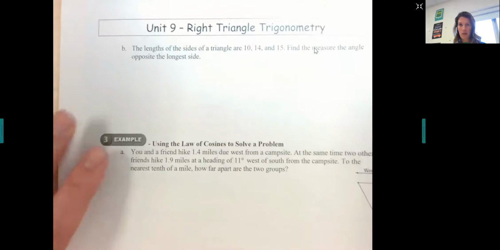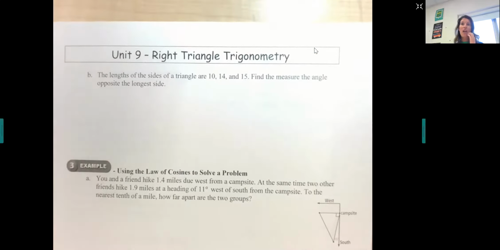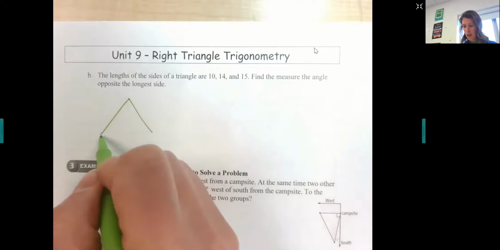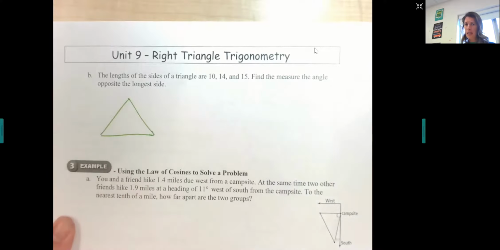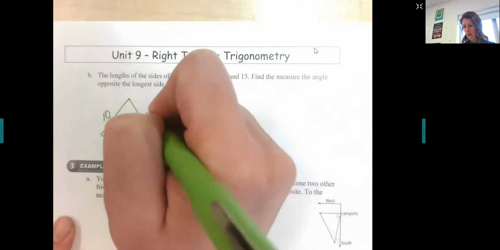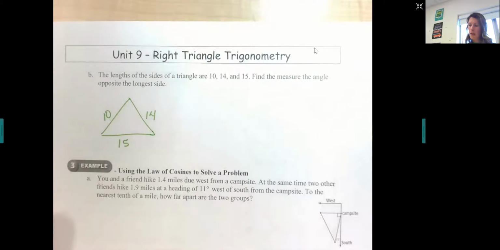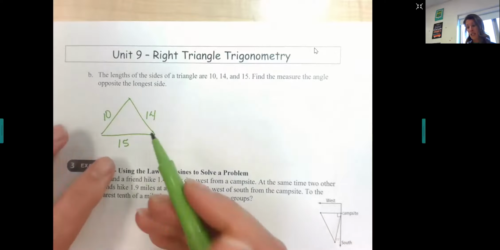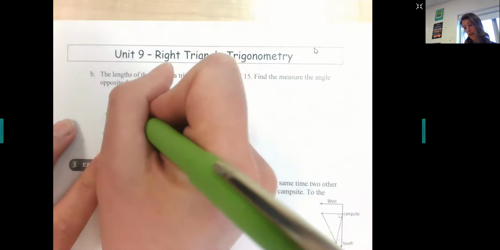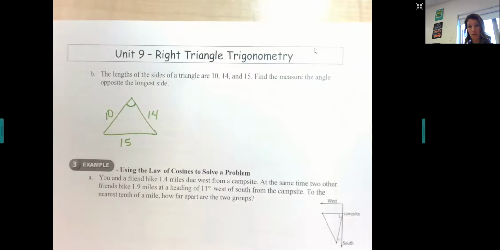The next one you guys are going to do on your own. I'll set it up for you, and then you'll push pause, finish it, and check your answer against mine. The lengths of the sides of a triangle are, I know mine looks very equilaterally, but that's not it, 10, 14, and 15. Find the measure of the angle opposite the longest side. So 15 is my longest side, so I'm finding this angle.